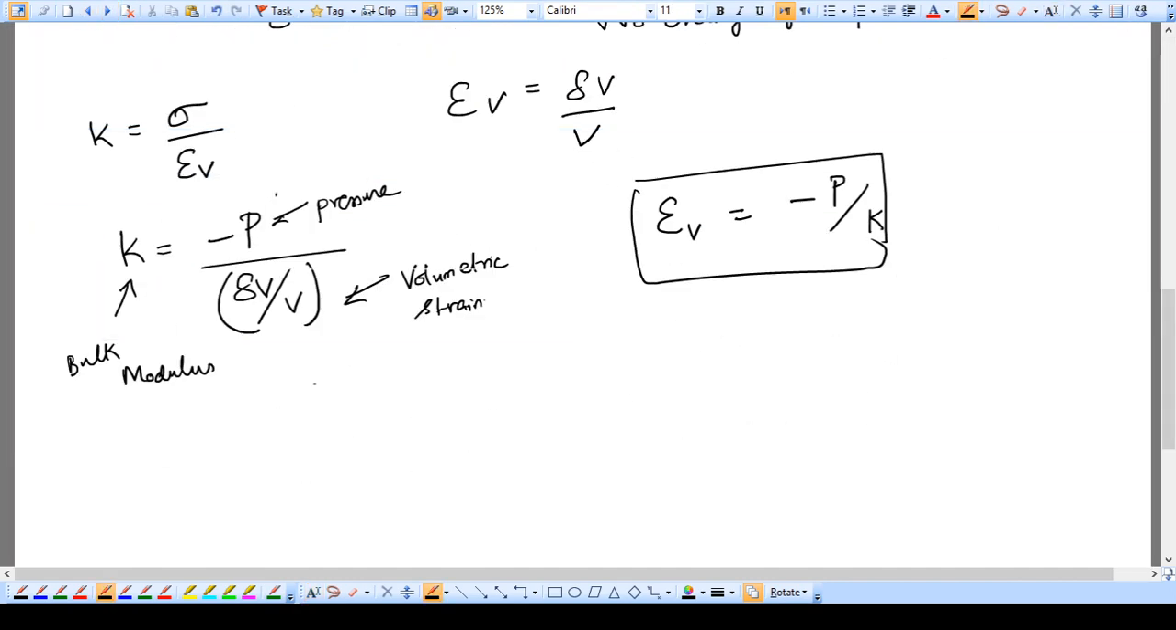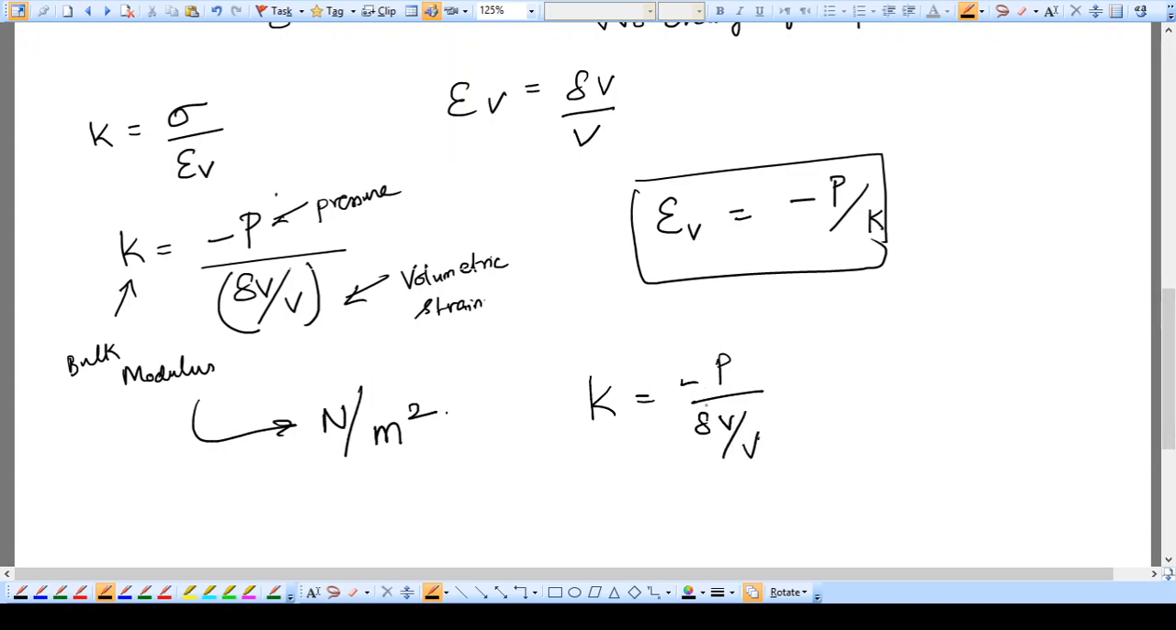And the unit of bulk modulus is Newton per meter square, because K is equal to minus P by del V by V is the equation. Here del V by V will be having no unit and P will be having the unit of Newton per meter square. So I can say bulk modulus will also have the units of pressure, that is Newton per meter square.